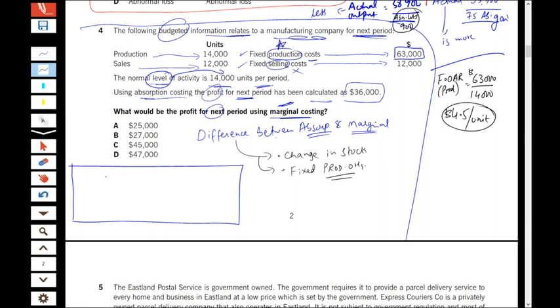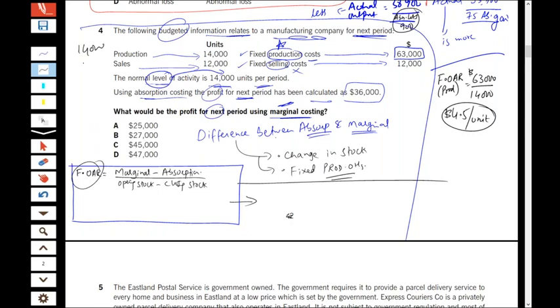What is the simple way? Just focus here. Fixed overhead absorption rate is equal to marginal minus absorption profit, divided by opening stock minus closing stock. There is no opening stock here, so opening stock would be zero. And if you produced 14,000 and sold 12,000, that means 2,000 is in the closing stock.